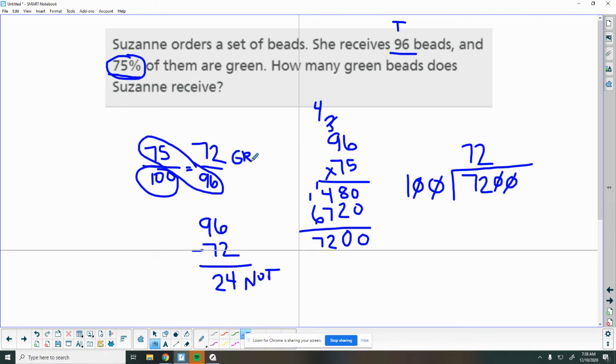72 are green. So let's check our reasoning here. 75 is smaller than 100. 72 is smaller than 96. And also notice that 100 is just a little bit bigger than 96. 75 is just a little bit bigger than 72. So check your reasoning going across and up and down.